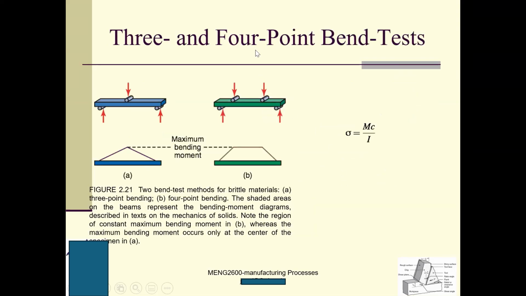So the 3-point bending test and the 4-point bending test. And how to calculate? We use this equation, sigma equals Mc over I. I is the area moment of inertia of your specimen. And c, what's the c, guys? c is the distance between the point of interest and the neutral axis. You know the neutral axis, right?